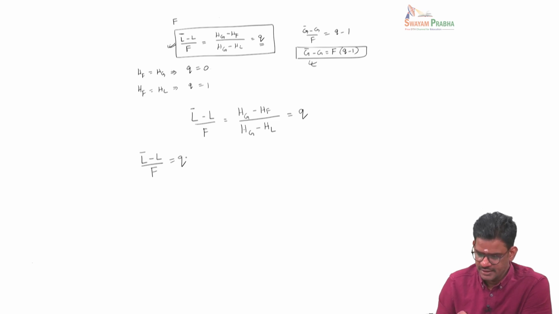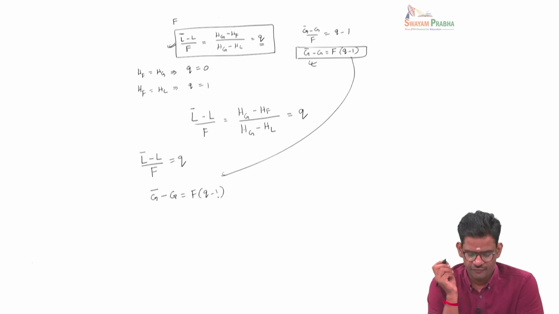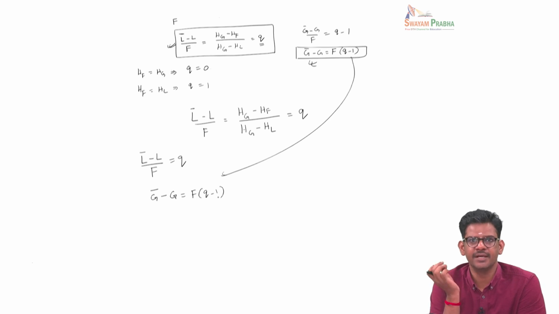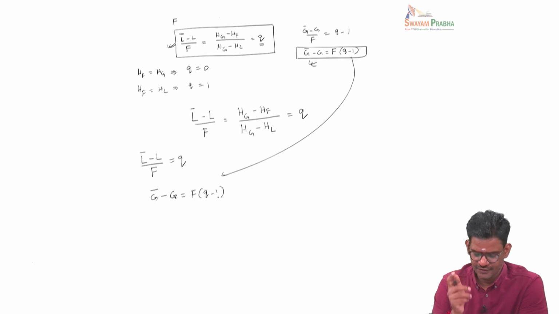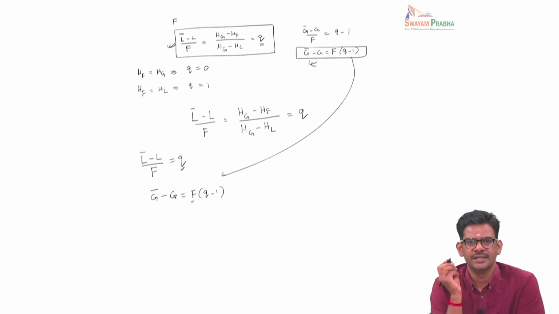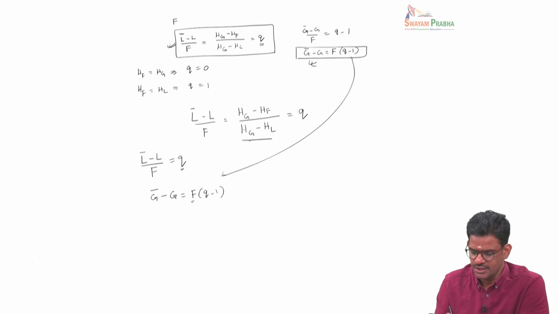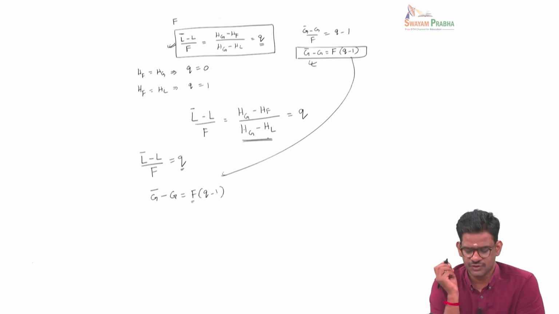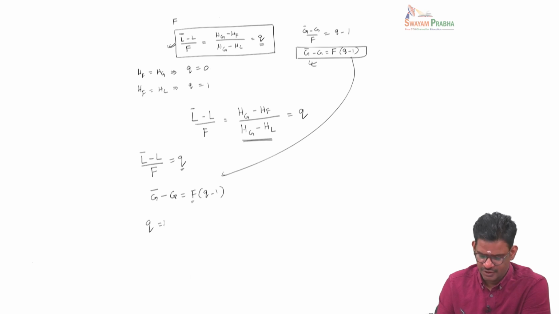And we can also write from this equation that G bar minus G is also related to F times (Q minus 1). So from these two equations we can find out the change in the molar flow rate of liquid, L bar, as well as the vapor flow rate, G bar, once we know the value of F and Q. And generally Q is obtained from the other equation relating to the enthalpies of the various streams. So we have another independent equation for determining Q: (HG minus HF) by (HG minus HL).